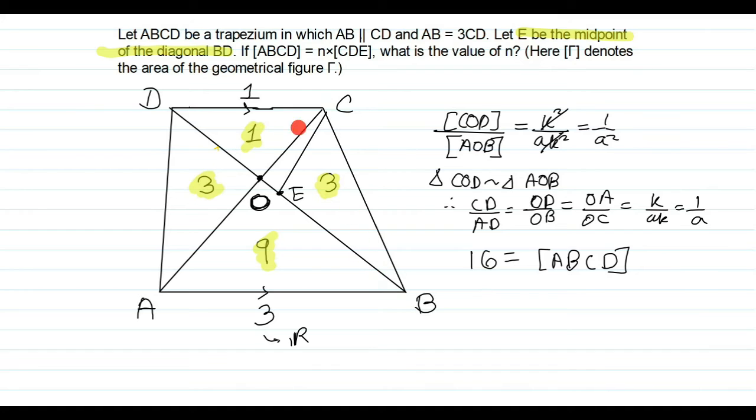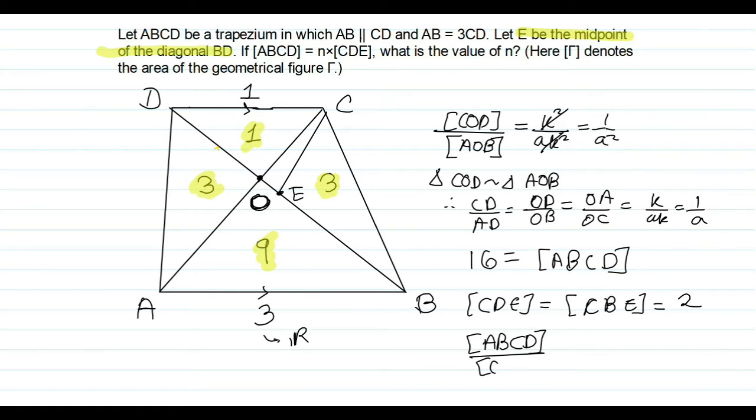Now the total area of CDB was 4, and now it has been divided into equal areas. So the area of CDE would be equal to the area of CBE, which is equal to 2, right? 3 plus 1, which is 4, by 2 is 2. So what we want is ABCD by CDE, which is 16 by 2, equal to 8.